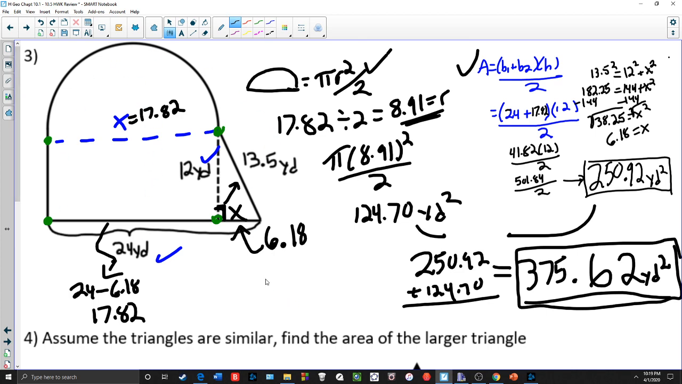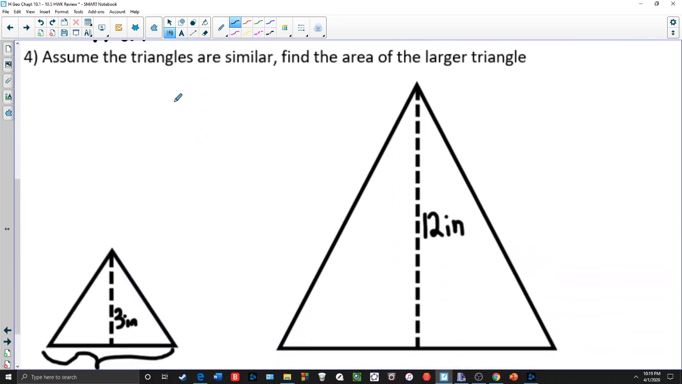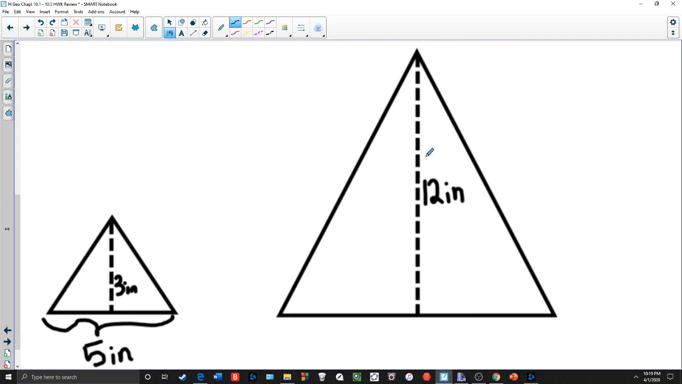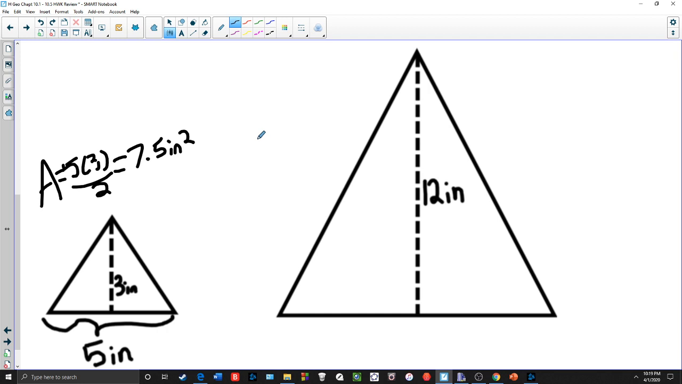So then the last one is triangles that are similar. We have similar polygons, and we want to find the area of the larger one. Now, if we want to find the area of this one over here, we need the area of this one over here, because we can't do anything without a comparison. So let's find the area of this triangle. Base times height divided by 2 gives me 7.5 inches squared.